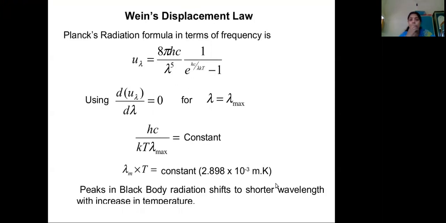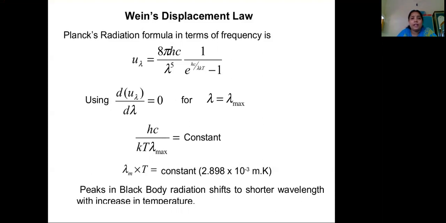Now we have another law, which is Wien's displacement law. We can get it from Planck's radiation formula also. So we already know Planck's radiation formula: u lambda is 8 pi hc by lambda to the power 5 into 1 by e to the power hc by lambda kT minus 1. Now Wien's displacement law states that lambda m into T equals a constant, where lambda m is that particular value of lambda for which u lambda is maximum.